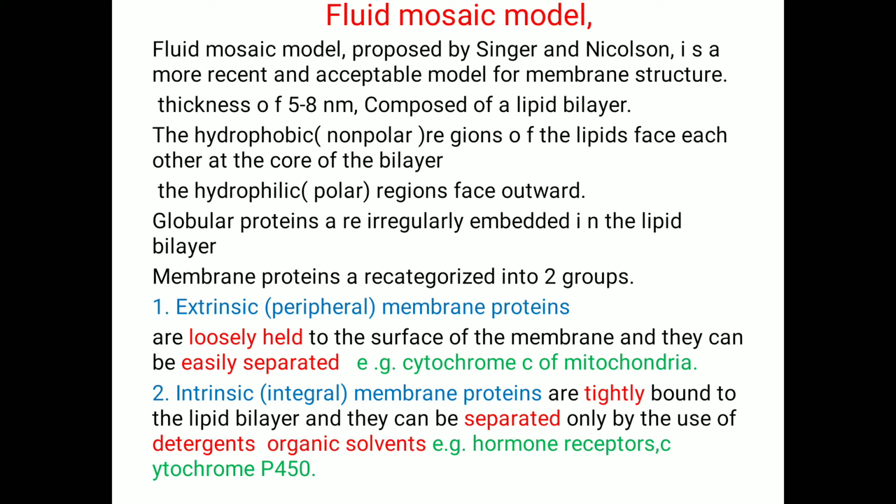Next, coming to the fluid mosaic model. The fluid mosaic model proposed by Singer and Nicolson is a more recent and acceptable model of membrane structure. According to the fluid mosaic model, the membrane thickness is 5 to 8 nanometers and it is composed of a lipid bilayer. The hydrophobic, that is non-polar, regions of the lipids face each other at the core of the bilayer, and the hydrophilic regions face outward.